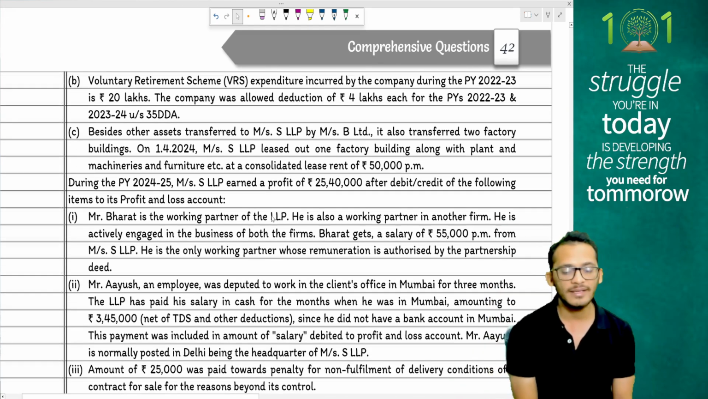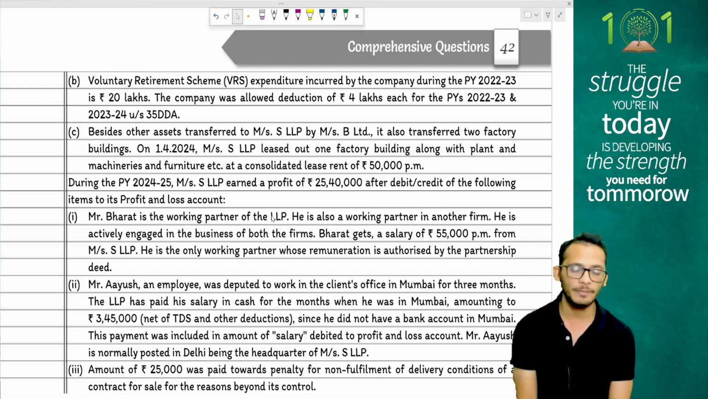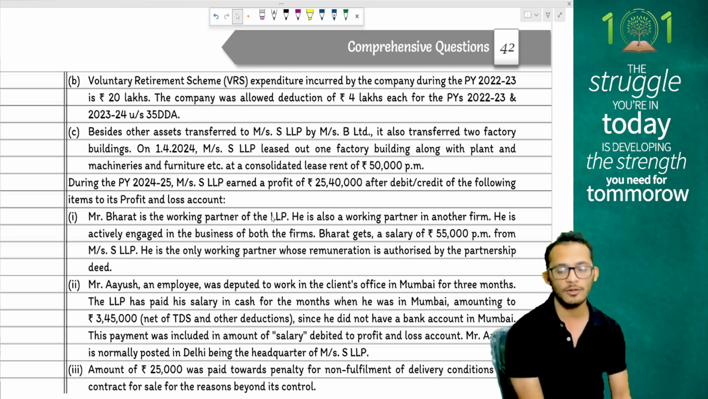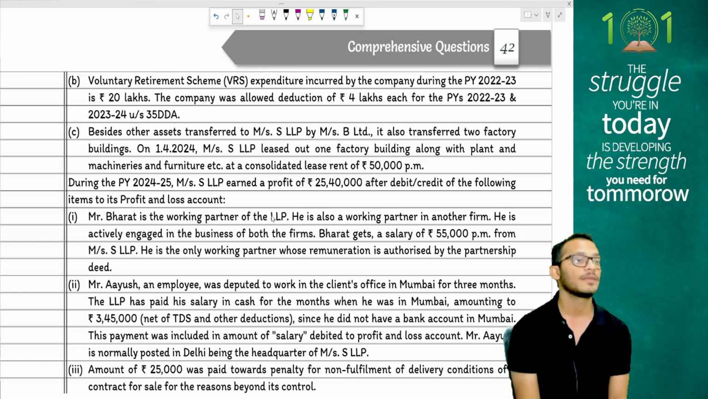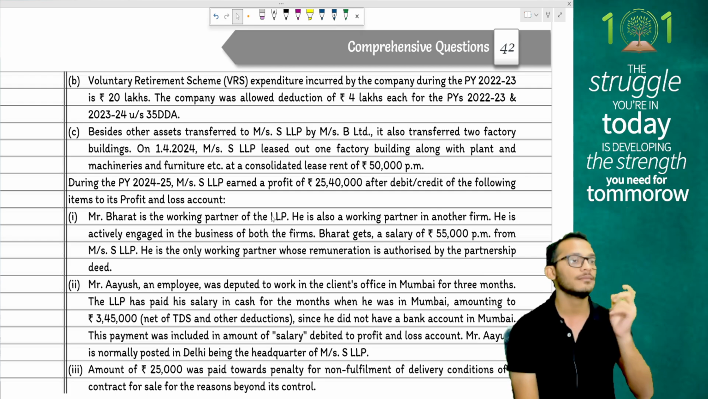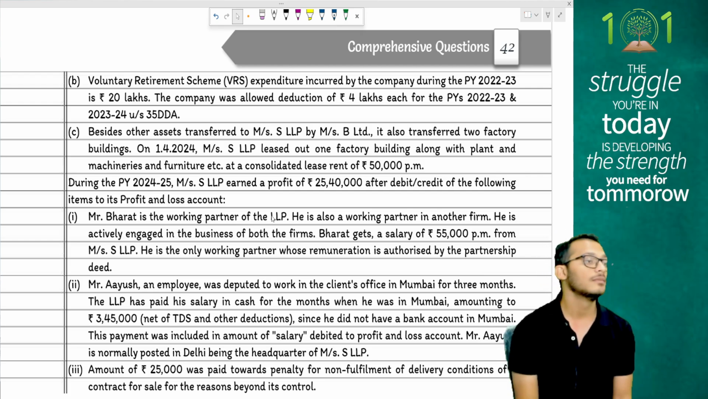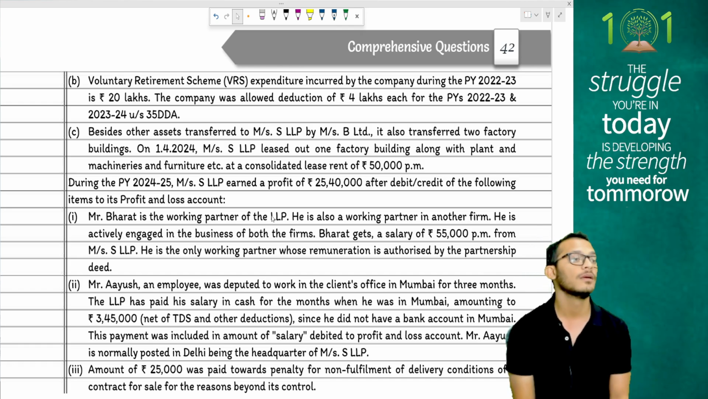Next, voluntary retirement scheme expenditure incurred by the company during 22-23 is 20 lakh rupees. The company was allowed deduction of 4 lakh rupees each of 22-23 and 23-24, which means, people, VRS can be allowed over 5 years. You have allowed only 2, the balance 3 will be allowed in SLLP, which means current year you will claim a deduction of 4 lakhs.